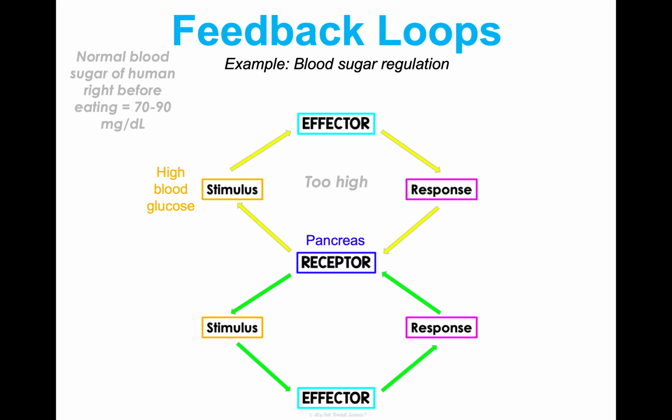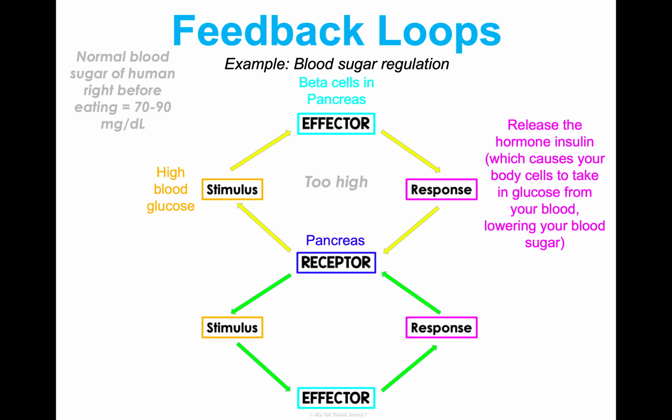If it's too high, that means that your blood glucose levels are too high. So the sugar amount that's in your blood is too high. That's the stimulus. That stimulates your effector organ, which is the beta cells in your pancreas. The response then is those beta cells are going to release a hormone called insulin. Insulin causes your body cells to take in glucose from your blood. So when they take in that glucose, it's going to then lower your blood sugar and get it back to that normal range.